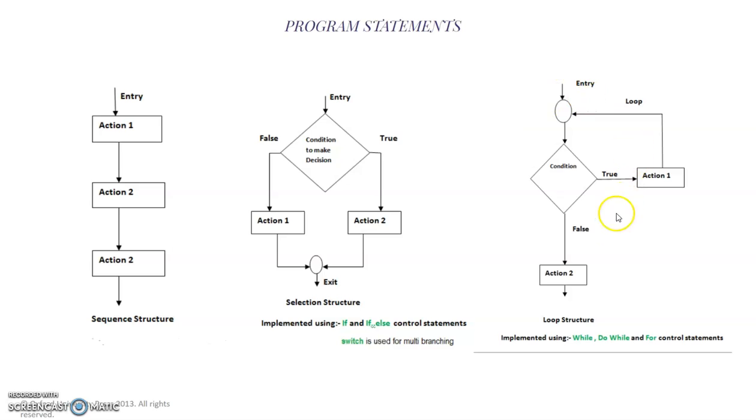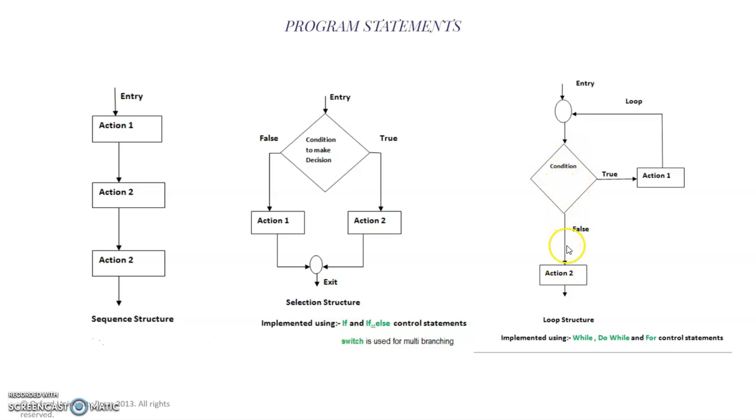Next is a loop construct. Here you will have some set of statements and you will be checking some condition, and if this condition is true, you will be performing some action, and again you will go back and check the condition, and if this condition is again true, you will be performing the action again and again until this condition becomes false.